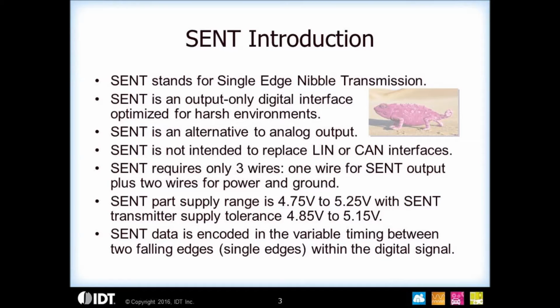And just like an analog output, in a sensor module, you typically only need 3 wires: the SENT output, power, and ground. There is one restriction on SENT, that the power supply needs to be from 4.75 to 5.25 volts. And the encoding scheme is variable timing between 2 falling edges, and we'll talk more about that in later slides.